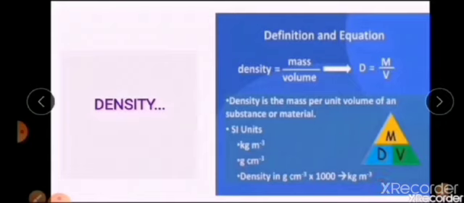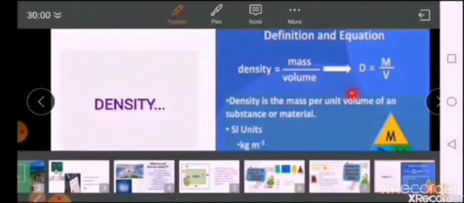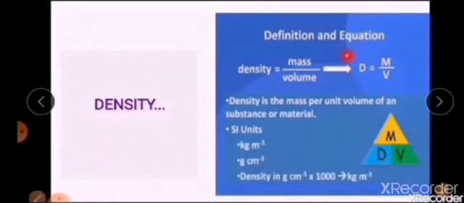Now you are going to the equation part. Density is given by mass upon volume, and density is represented using D, mass M, volume V. So in short, D is equal to M upon V. Very important when you are going to solve your numericals.